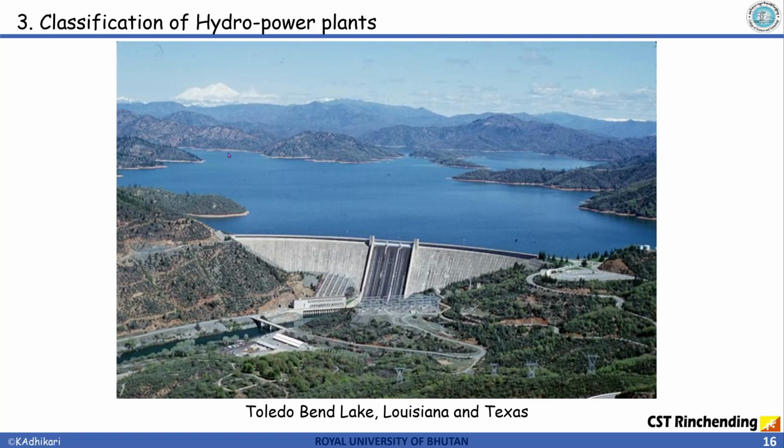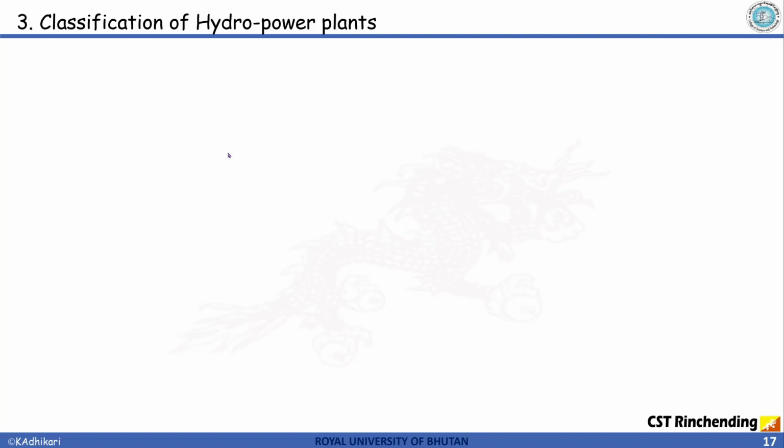In Bhutan, to date, we have no such plants, but in future we may construct one, like in Manas or in Sunkosh. We do not know right now whether it is going to be storage or not, but there are some rumors that Bhutan is going to construct such a storage plant in future. So let's go ahead and see other types of classification.